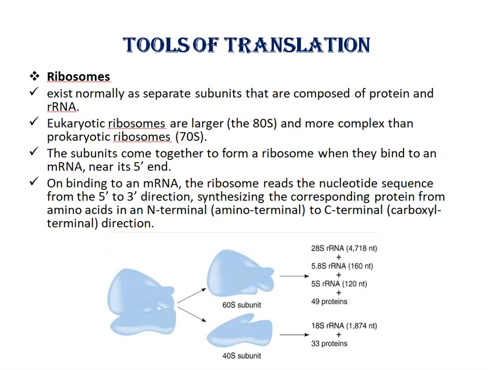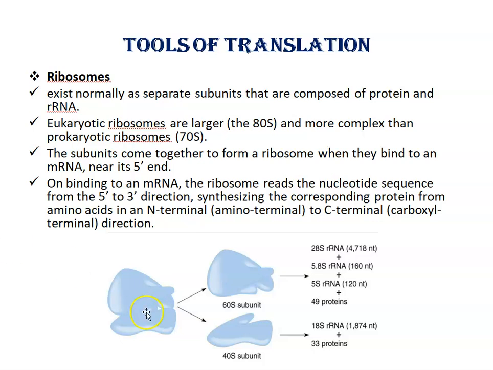Now, before starting with the translation process, I just want to tell you about the tools of translation. The tools of translation include ribosomes, amino acids, tRNA, mRNA, factors, and enzymes. Ribosomes exist normally as separate subunits that are composed of proteins and rRNA. Eukaryotic ribosomes are larger, 80S type, and more complex as compared to prokaryotic ribosomes.